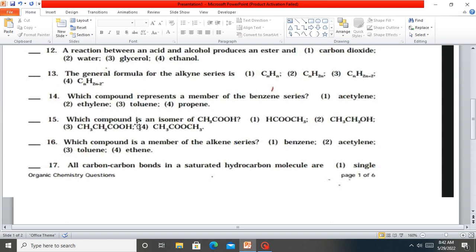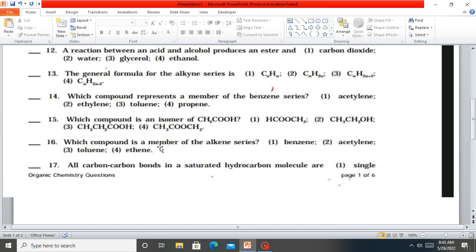Which compound is an isomer of this compound? So this compound has 2 carbons, 4 hydrogens, and 2 oxygens. Here, this compound has 2 carbons, 4 hydrogens, and 2 oxygens, so this one is an isomer of this. This one has only 1. This one has more than 4 hydrogens. So this one, the A, is the answer, the isomer of this compound, because they have the same molecular formula, though their structures might be different.